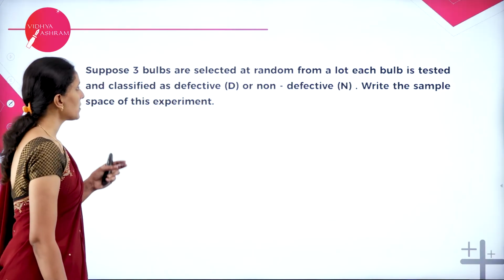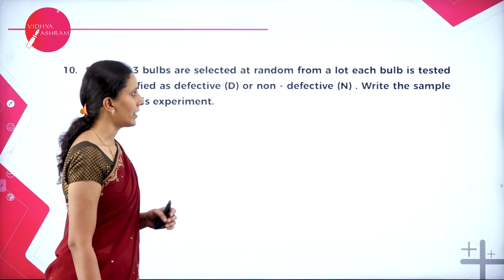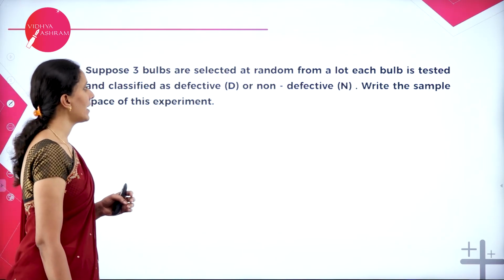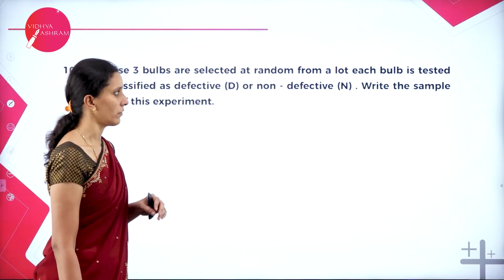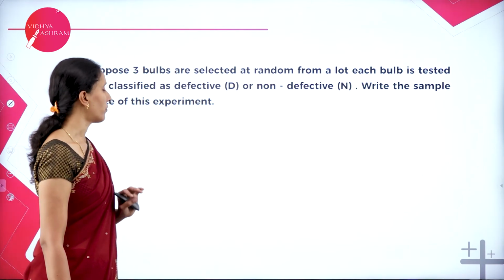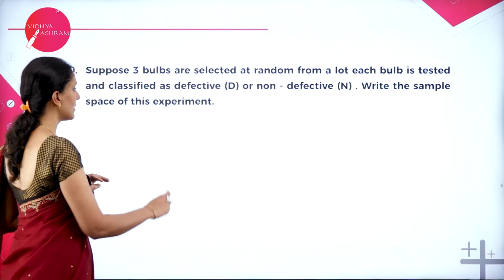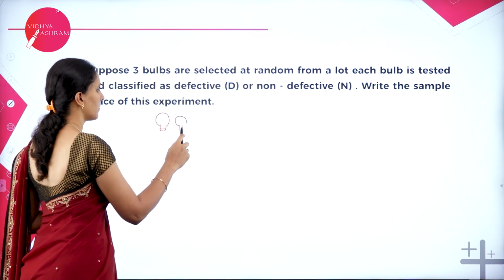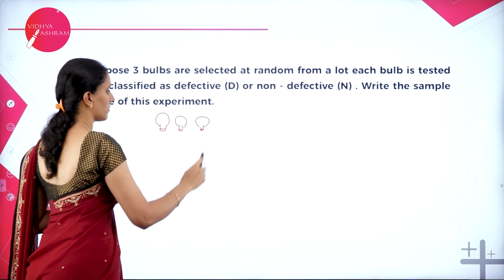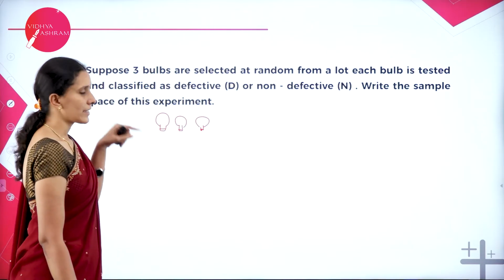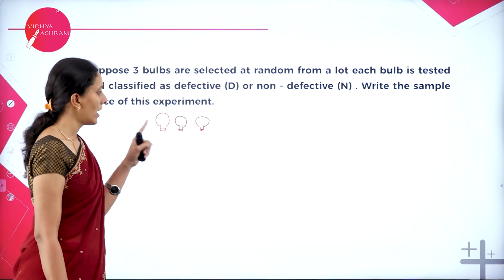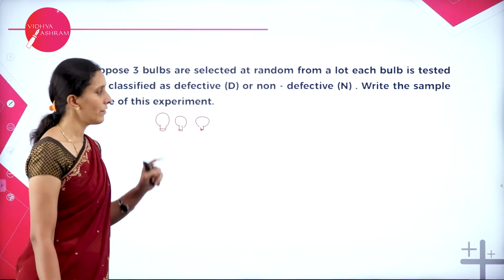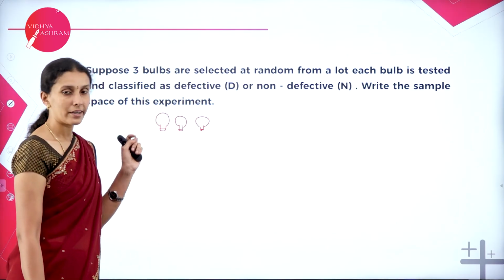Next one. Suppose 3 bulbs are selected at random from a lot. Each bulb is tested and classified as defective or non-defective. Write the sample space of this experiment. Let us consider we have 3 bulbs. We test all 3 bulbs, and if they are good, we write it as non-defective. If they are not good, we write it as defective.